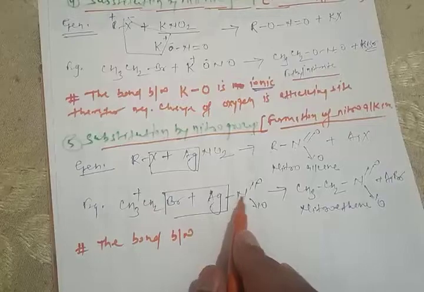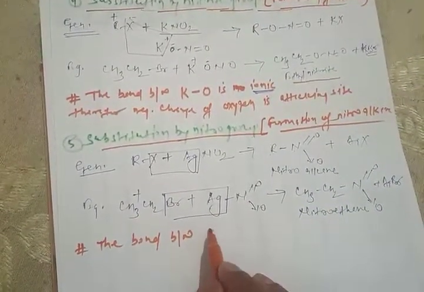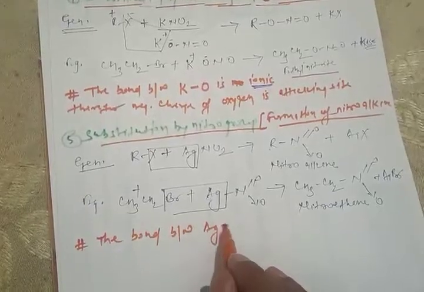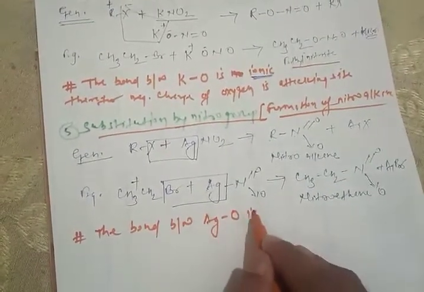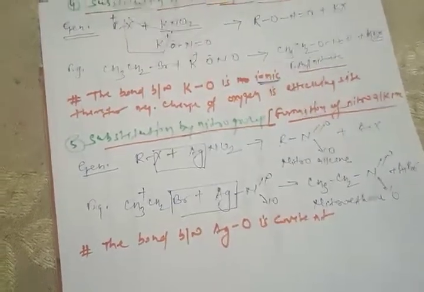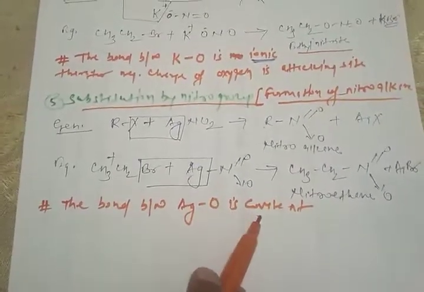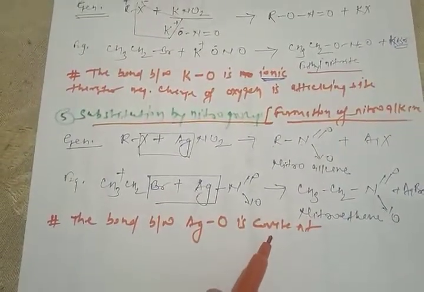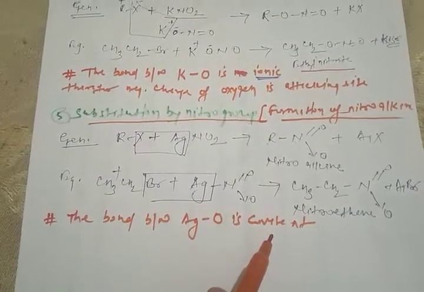Not Ag only, this is N and O. Okay, this I need to check. Okay, so the bond between Ag and O is covalent. Hence, the nucleophilic attack occurs through the lone pair of nitrogen here.